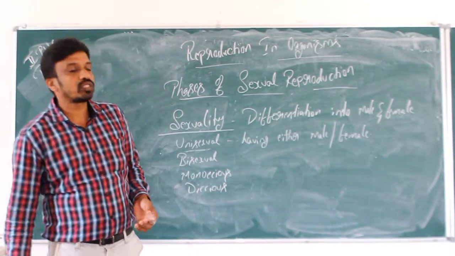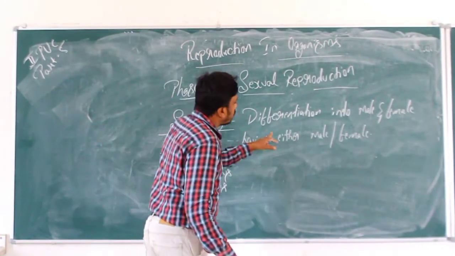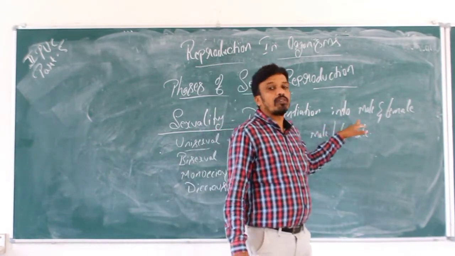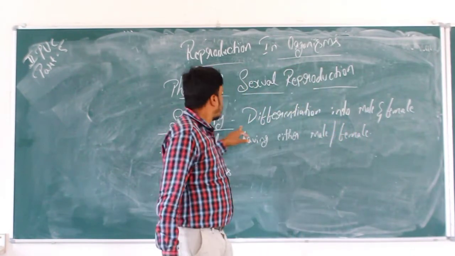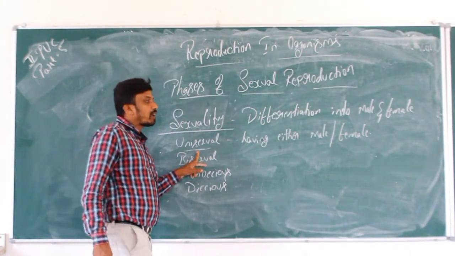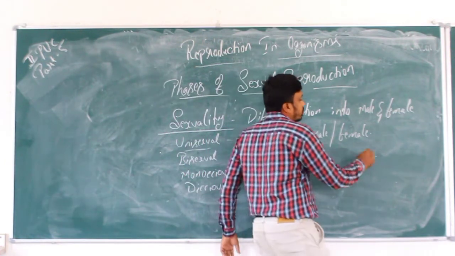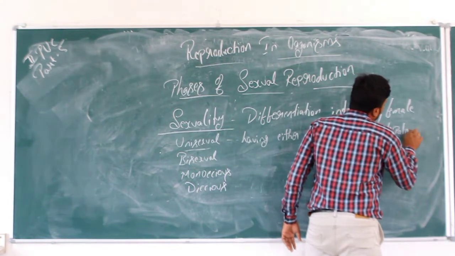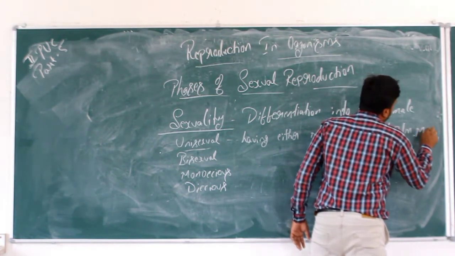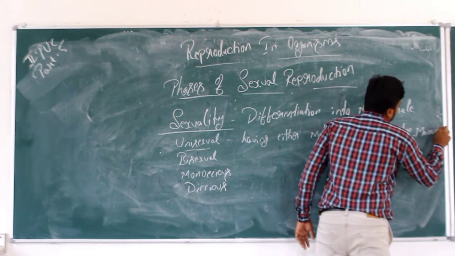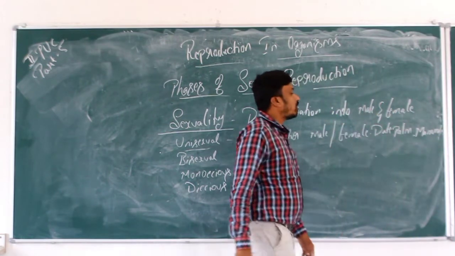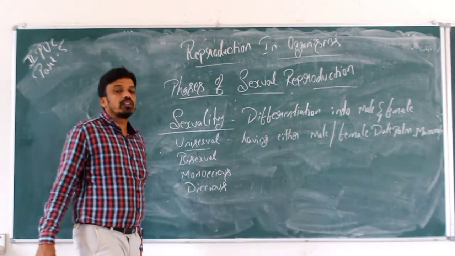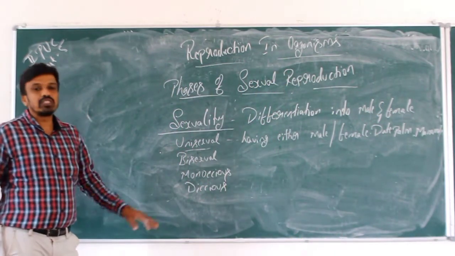What do you mean by unisexual? An individual having either male part or female part is called as unisexual. Example, date palm. And all the mammals, they are unisexual.